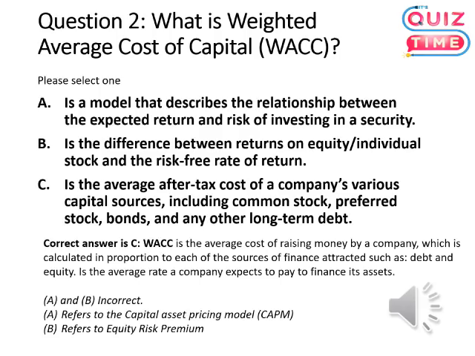Question 2. What is weighted average cost of capital, WACC? Please select 1. A is a model that describes the relationship between the expected return and risk of investing in a security. B is the difference between returns on equity, individual stocks, and the risk-free rate of return. C is the average after-tax cost of a company's various capital sources, including common stock, preferred stock, bonds, and any other long-term debt.